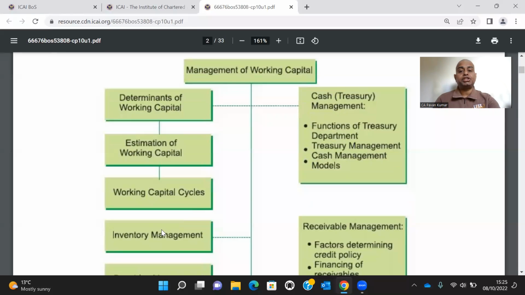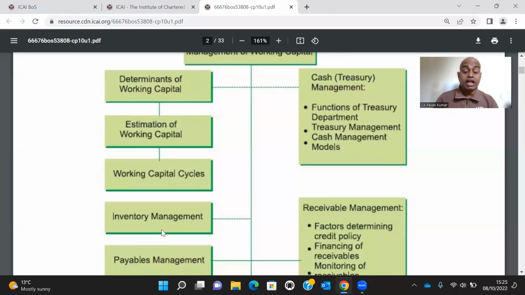But cash management is important. Among the cash management models, the William J. Baumol model is one and the Miller-Orr model is another. These two models are important: the William J. Baumol model for problems, and the Miller-Orr model only for theory. That is important for exams. That is about cash management.